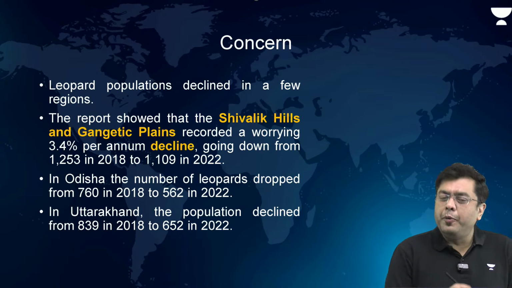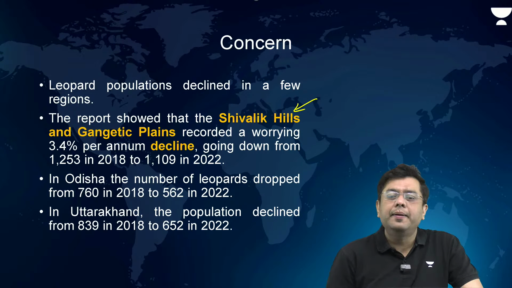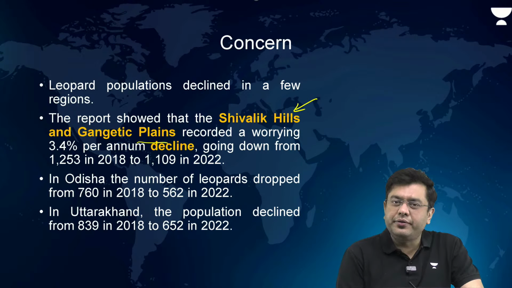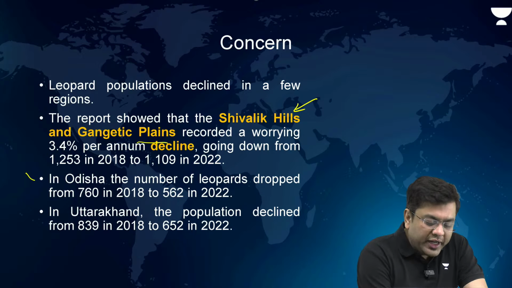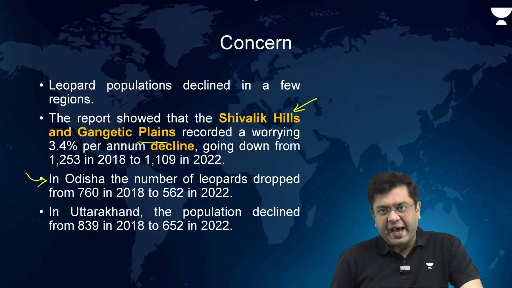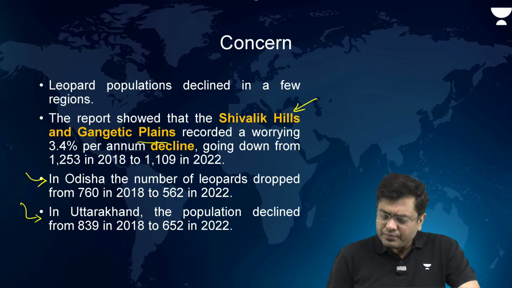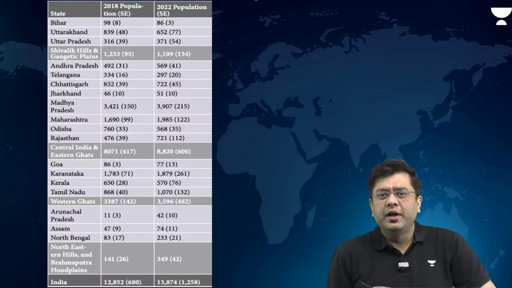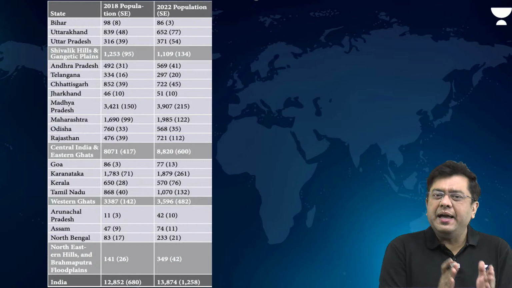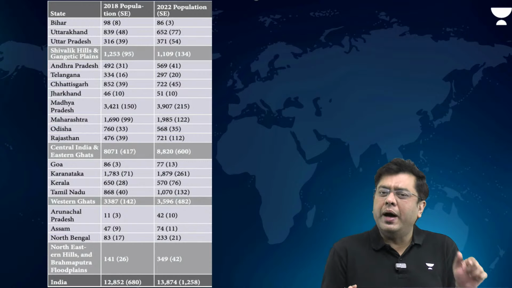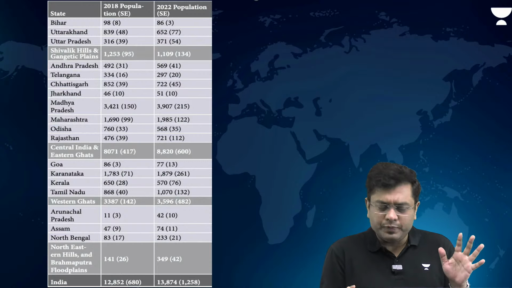Now, leopard population declined in a few regions. Which regions? Shivalik Hills and the Gangetic Plains. They recorded a significant decline. In Odisha, the number of leopards has dropped. In Uttarakhand, the population has declined. And we have talked about the reasons as well. So this is the table comparing the population numbers from one particular census, that is 2018 to 2022.